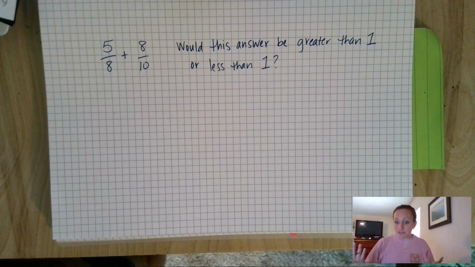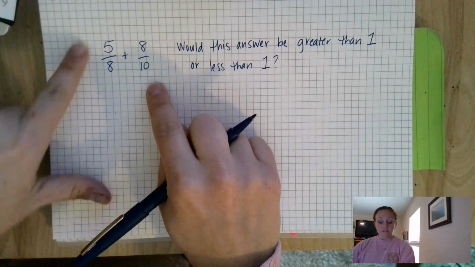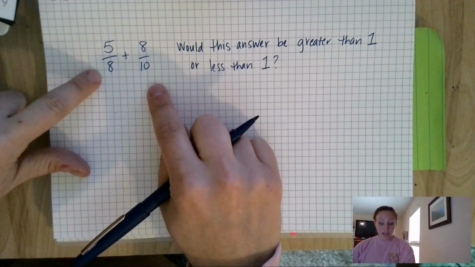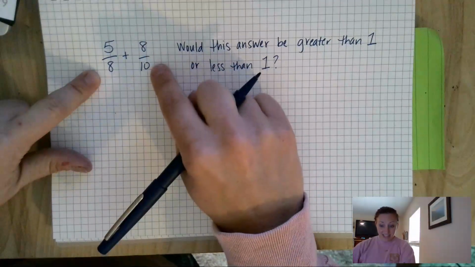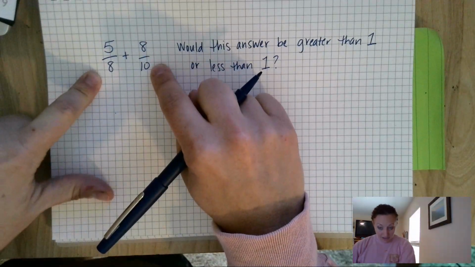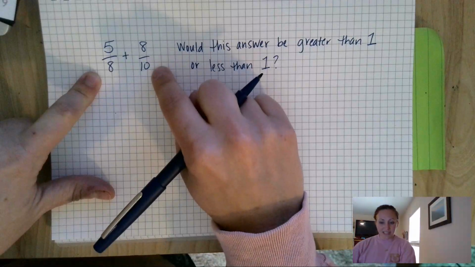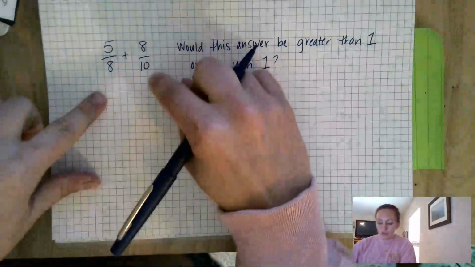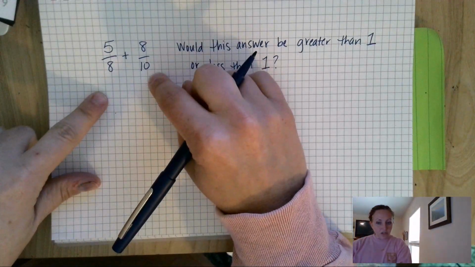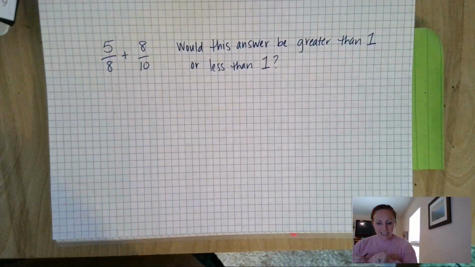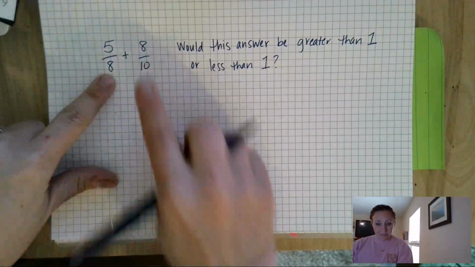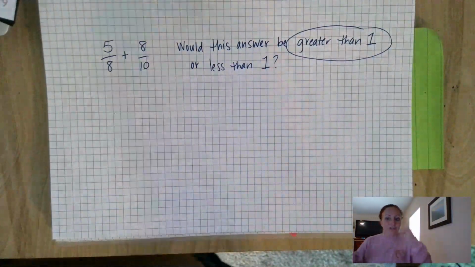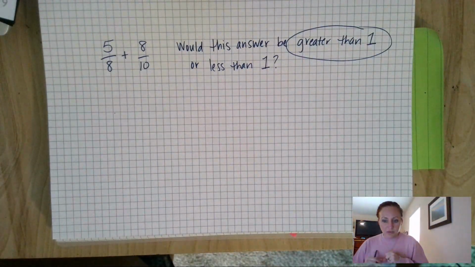So I'm going to take that information and look at these two fractions. 5/8 is bigger than a half, right? Because 5 is more than half of 8. 8/10 is definitely bigger than a half as well. In fact, 8/10 is almost 1 because 8 is almost 10, right? I have almost all of these pieces. So if I'm adding these together, bigger than a half plus bigger than a half, it's for sure going to be bigger than a whole because 1/2 plus 1/2 equals 1.